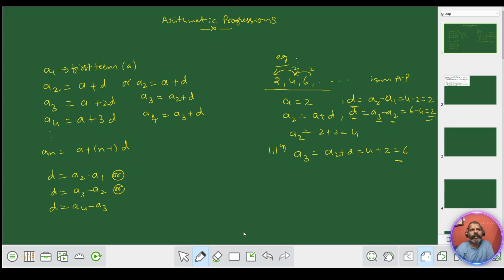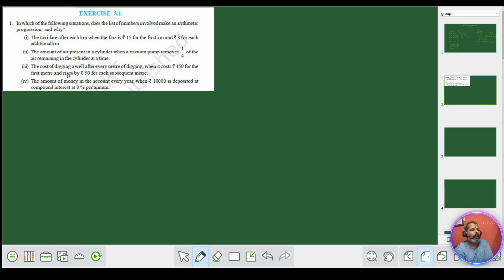Okay. Having said that, in the AP, the subsequent terms are obtained by adding common difference to its immediate previous term. So with this knowledge, we'll see whether the given situations are in AP or not. The first one, the taxi fare after each kilometer when the fare is 15 rupees for the first kilometer. They're asking whether this taxi fare concept is in AP or not. The situation is, for the first kilometer 15 rupees, thereafter 8 rupees for each kilometer.